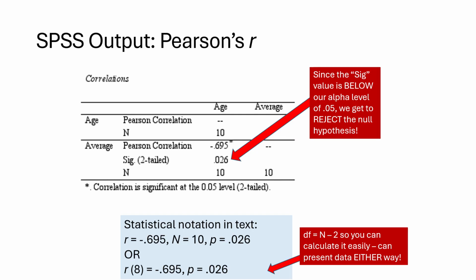So the statistical notation is how you write up those numbers in text within a complete sentence. There's two different versions you can do. Both are commonly accepted by APA. One is where you report the actual sample size. The other one is the degrees of freedom, which is just your sample size minus 2. So you can do either way as shown here.